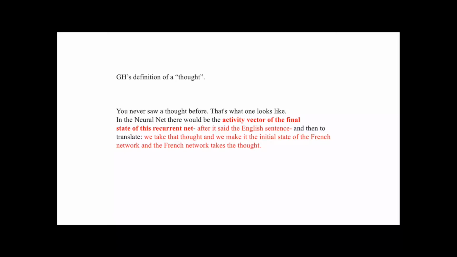Okay, so let's go on and look at Geoffrey Hinton's definition of a thought. He states, you never saw a thought before. Now, this is what one looks like. In the neural net, there would be an activity vector of the final state of this recurrent net after it read the English sentence. And then to translate, we take that thought and we make it the initial state of the French network. And the French network then takes the thought and sends it through its network and comes up with a French translation.